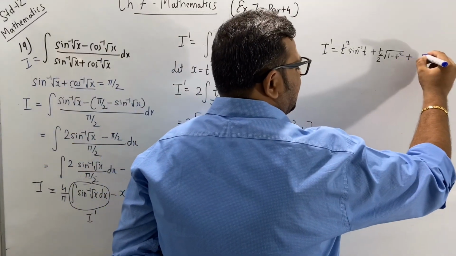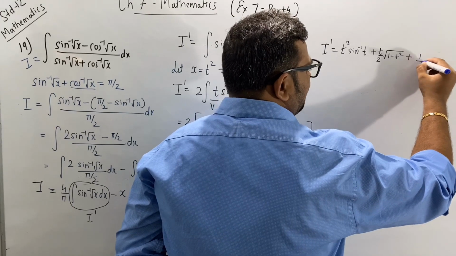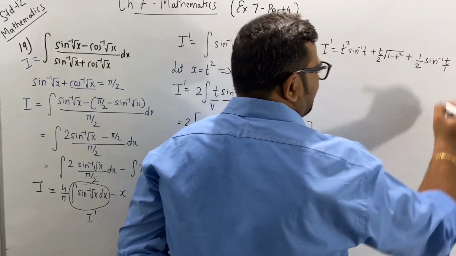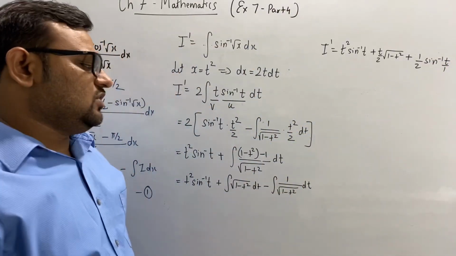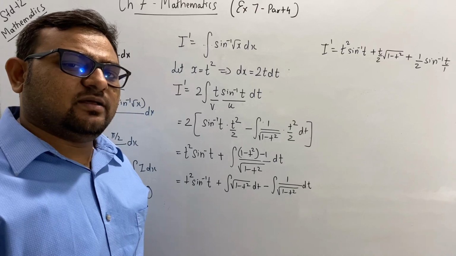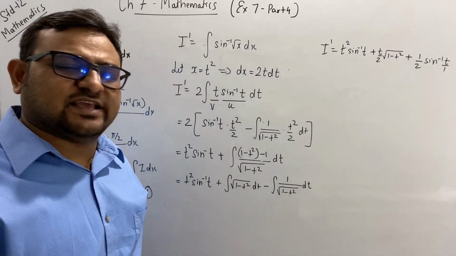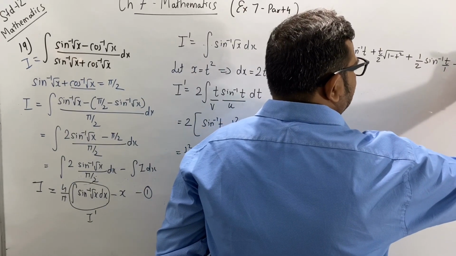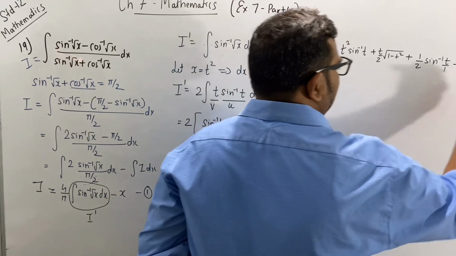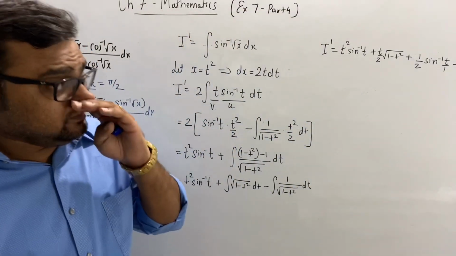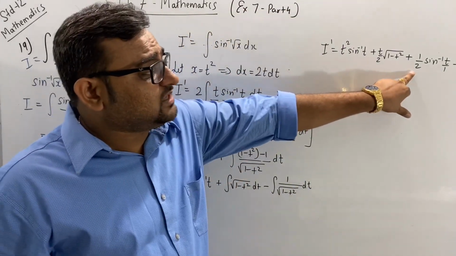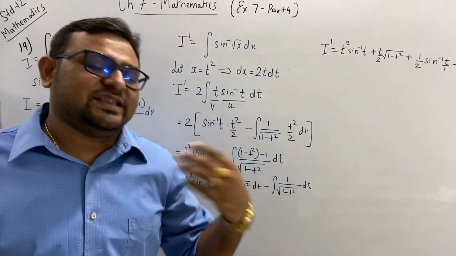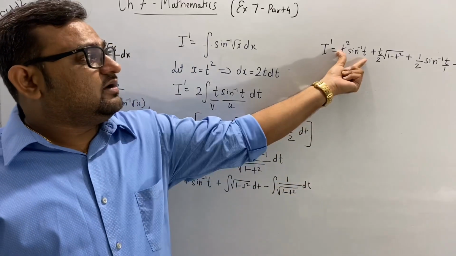Plus a square by 2. So what is a? 1. 1 by 2 sine inverse x by a. Here it is t by 1. And what is integration of 1 upon root of 1 minus x square? That is equal to sine inverse x by a. So this will be minus sine inverse t by 1 plus c. Now see here, plus 1 by 2 sine inverse t minus 1 sine inverse t. So it's minus 1 by 2 sine inverse t, plus t square sine inverse t.